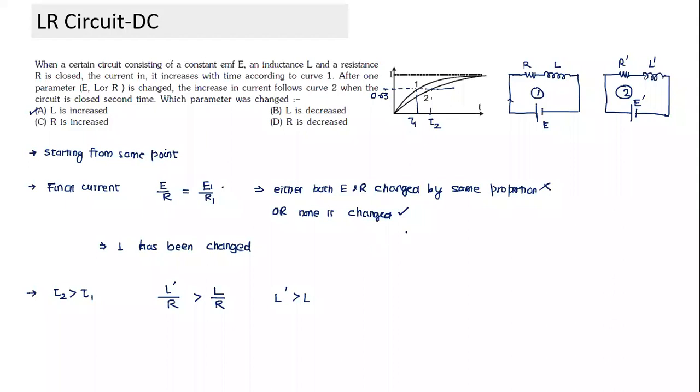We had done a similar thing in the RC circuit. This question requires logical deduction. It's not just application of a formula. Okay.